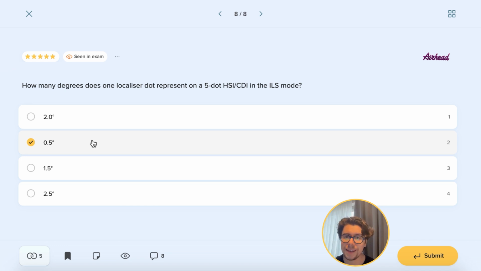Also remember here that the ILS works on the principle of difference in depth of modulation. So we have 2 lobes, one at 150 Hertz, one at 90 Hertz, and the receiver essentially measures the difference in modulations of these two. And when the difference is 0, that means that we are exactly in the middle of these 2 lobes, which means that we are either on the localizer or on the glide path.